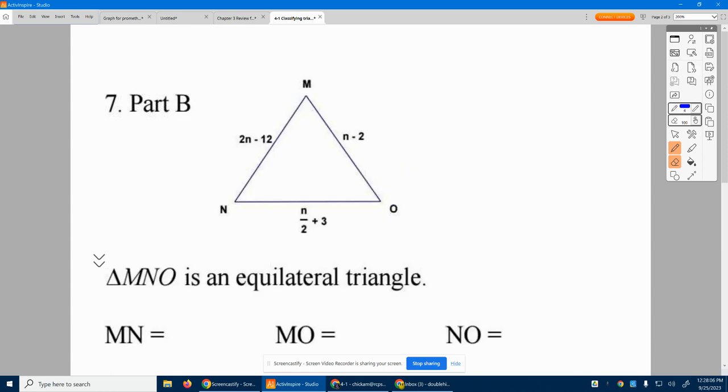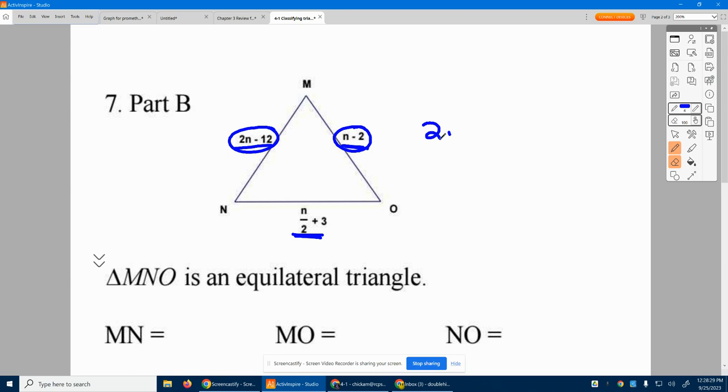Let's now do part B. It says triangle MNO is an equilateral. Equilateral means all the sides are exactly the same. So I can set 2n minus 12 equal to this, or I could set it equal to this, or I could set n minus 2 equal to this. Well, what would be the best? I'm going to set this equal to that. I don't want to deal with that fraction.